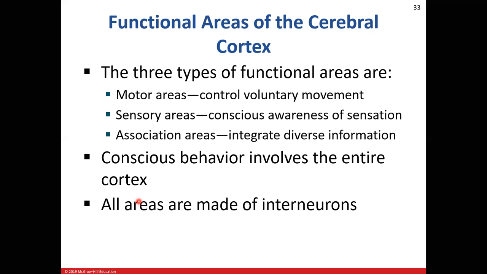And then we have our association areas. And the association areas help to integrate diverse information. They also help to store memories and associate those memories with certain other sensations.